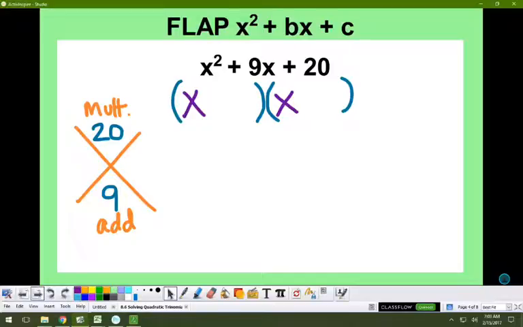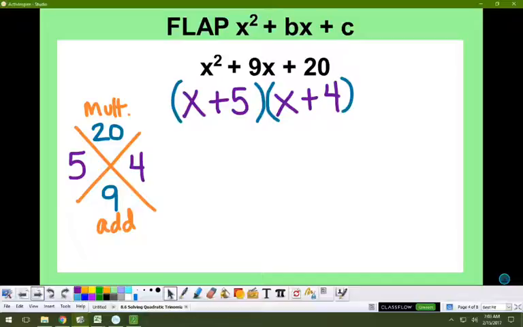So it turns out that the two numbers that would multiply to get 20 and add to get 9 would be 5 and 4. 5 times 4 is 20. 5 plus 4 is 9. So 5 and 4 are the factors that are going to go in our parentheses over here. So we're going to put plus 5 plus 4. So if I was to FOIL or box these two binomials together, I would go back to the trinomial or the problem that we started with.